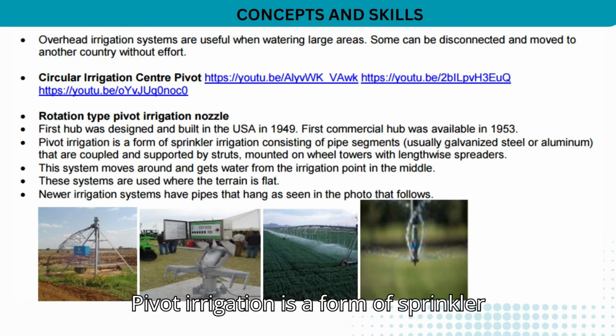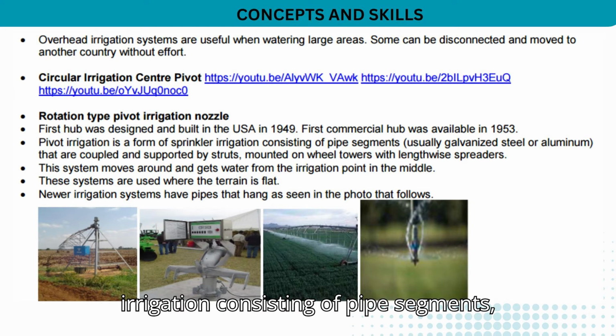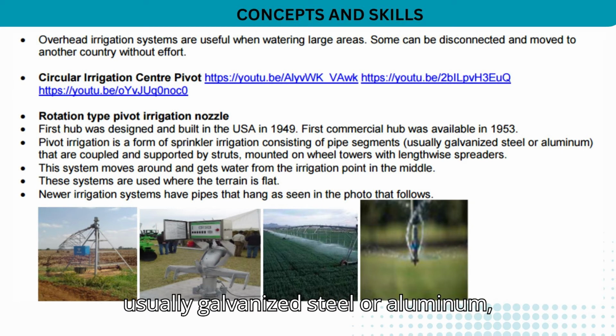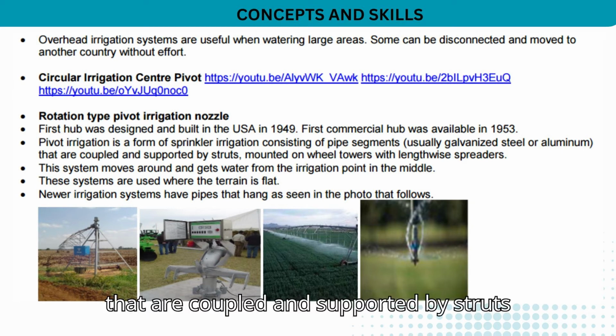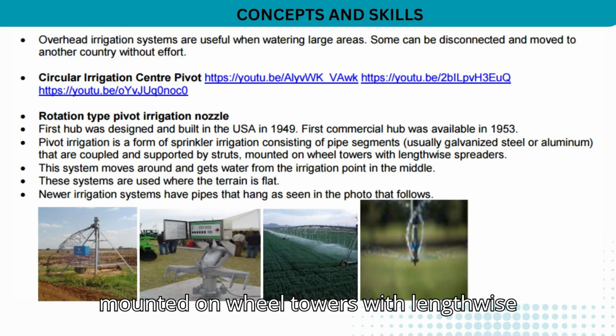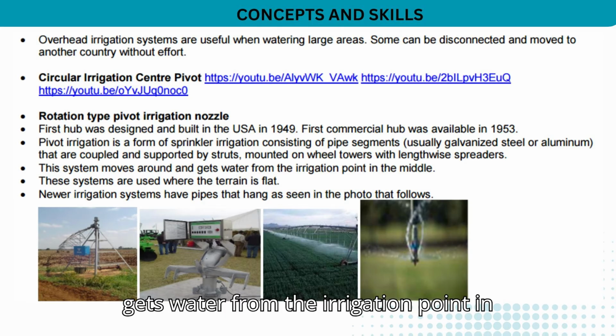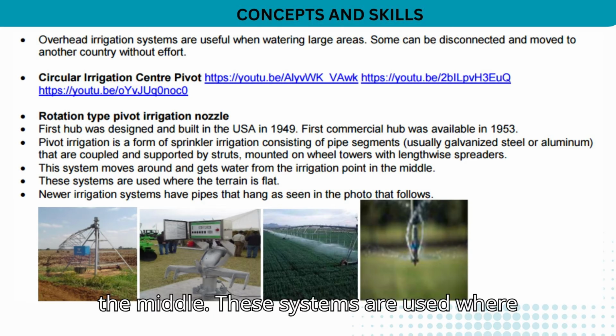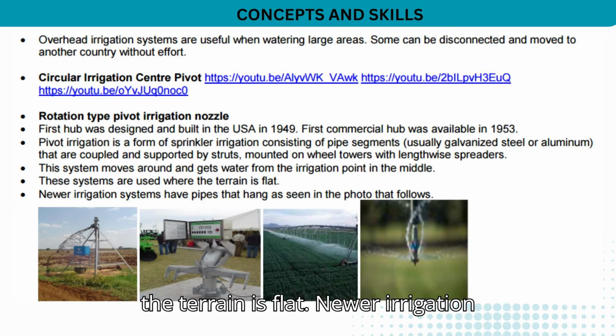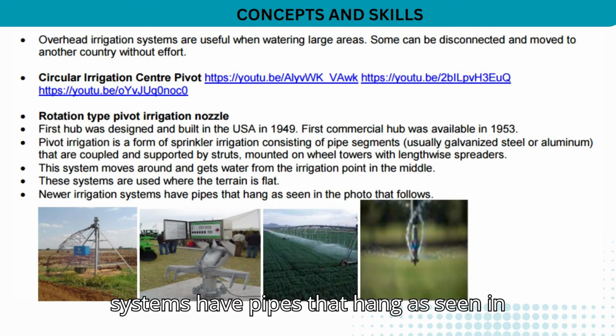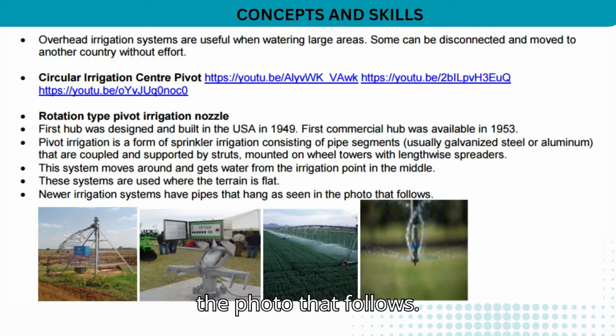Pivot irrigation is a form of sprinkler irrigation consisting of pipe segments, usually galvanized steel or aluminum, that are coupled and supported by struts, mounted on wheel towers with lengthwise spreaders. This system moves around and gets water from the irrigation point in the middle. These systems are used where the terrain is flat. Newer irrigation systems have pipes that hang as seen in the photo that follows.